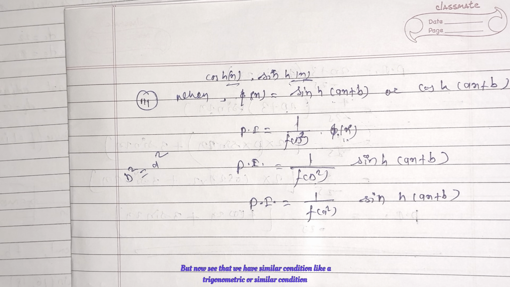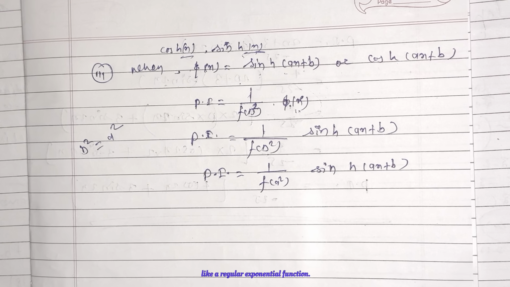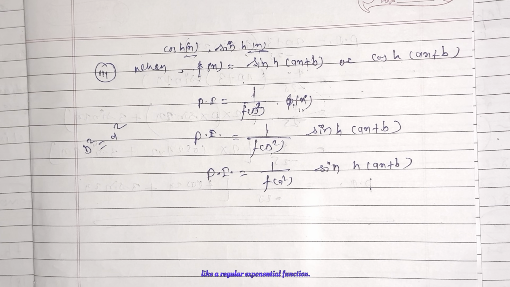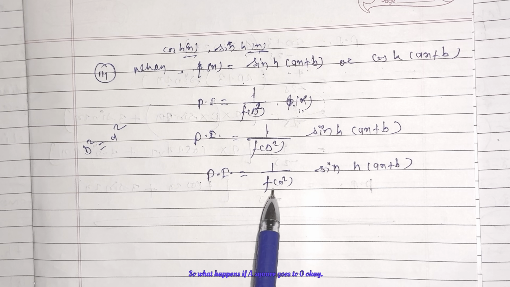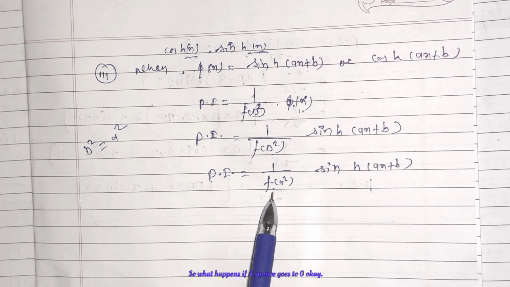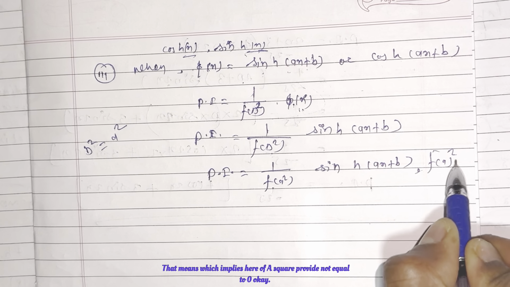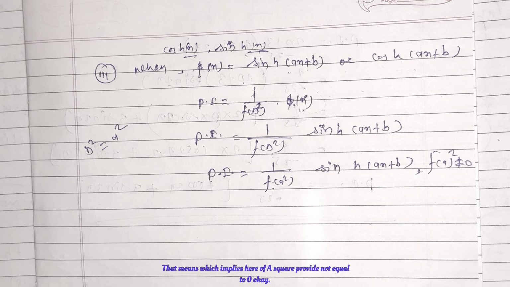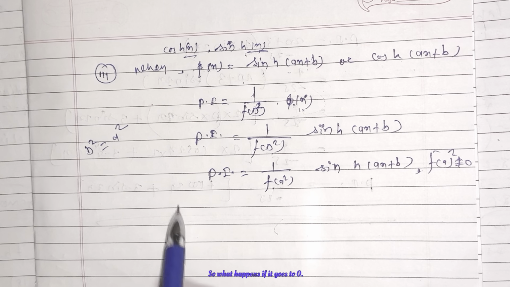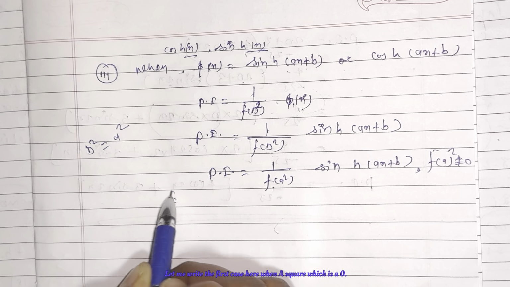But now we have a similar condition as in trigonometric functions or regular exponential functions. So what happens if f of a square goes to 0? That means f of a square is not equal to 0 in the general case. So what happens if it goes to 0? Let me write the first case here.